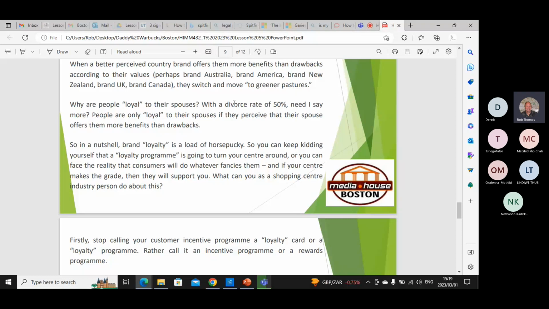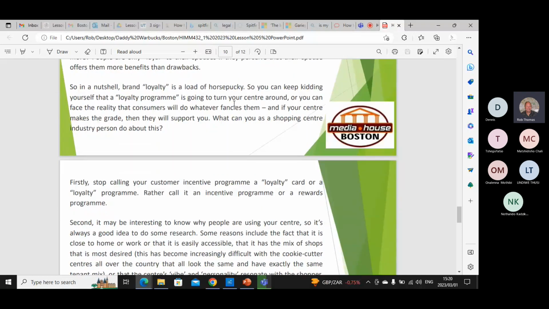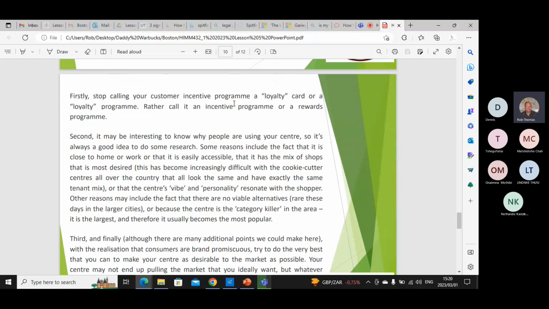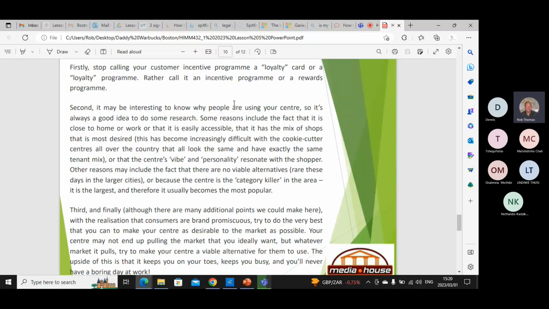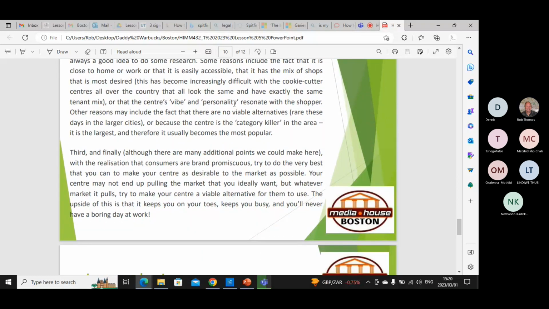You can keep kidding yourself that a loyalty program is going to turn your centre or your brand around, or you can face reality that consumers will do whatever fancies them, and if your centre or brand makes the grade, they will support you. So what can you as a brand do about this? I'm not going to go through that with you guys. You can read it. Okay, what I said, for example, is stop calling it a loyalty program. Go do some research, find out why people use your brand. Okay, and then come to the realization that consumers are brand promiscuous. They not only use one brand, they will use multiple brands.